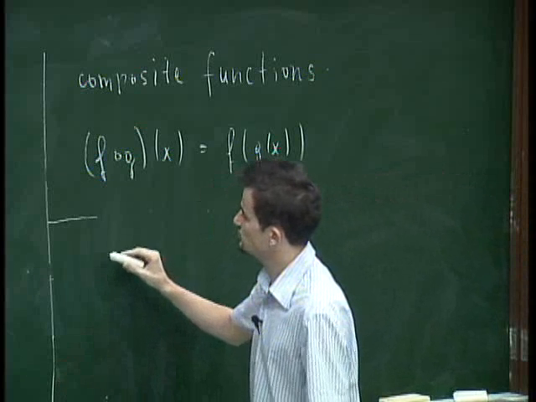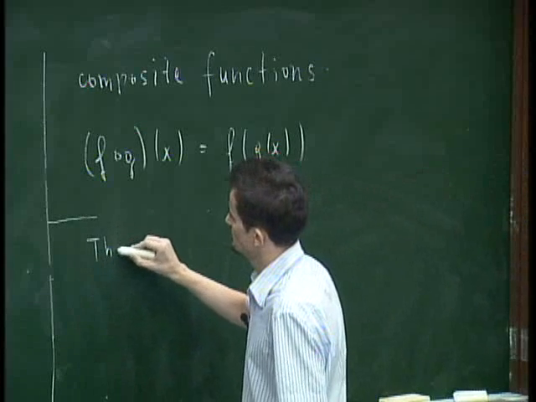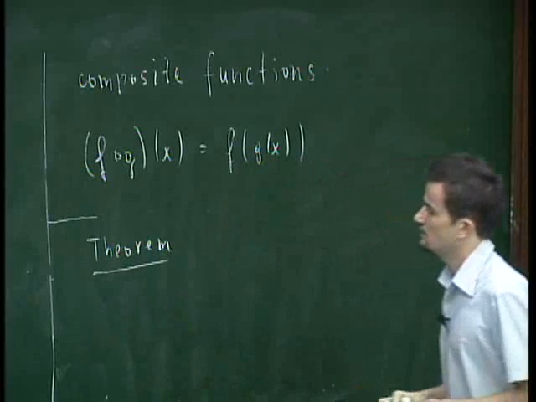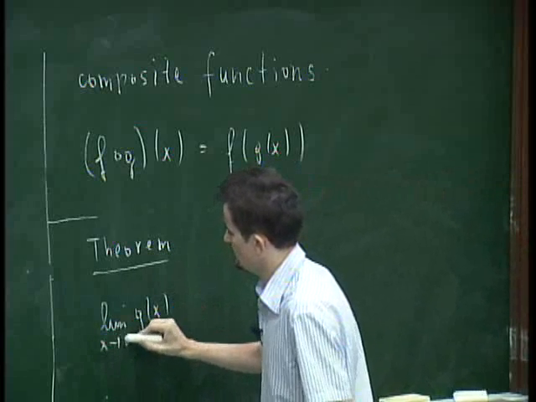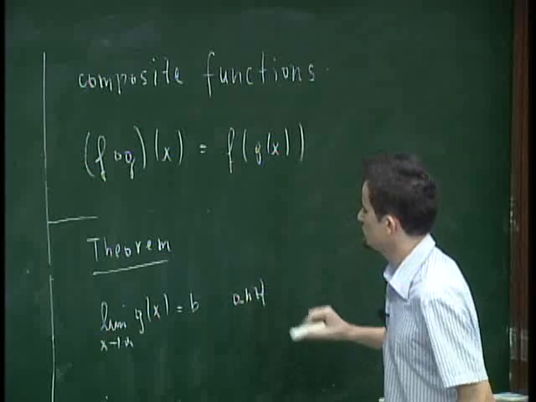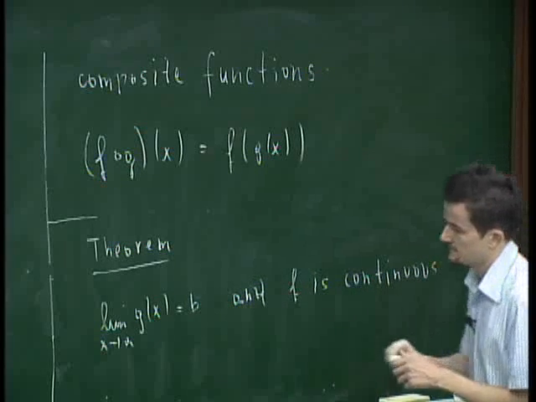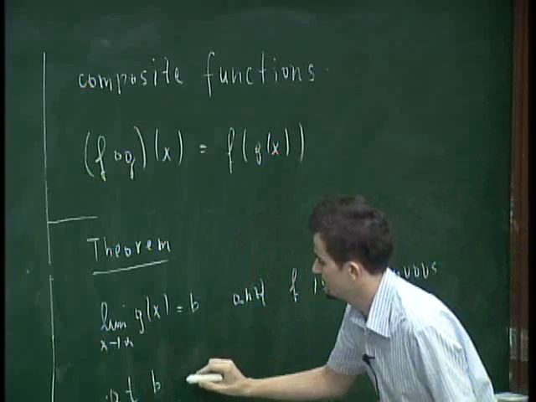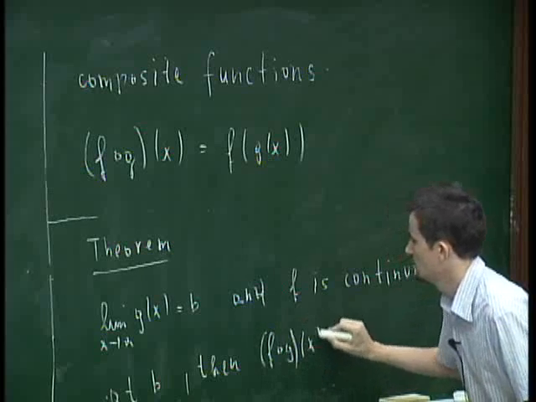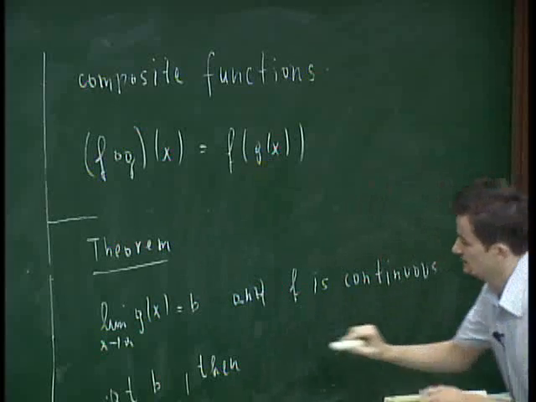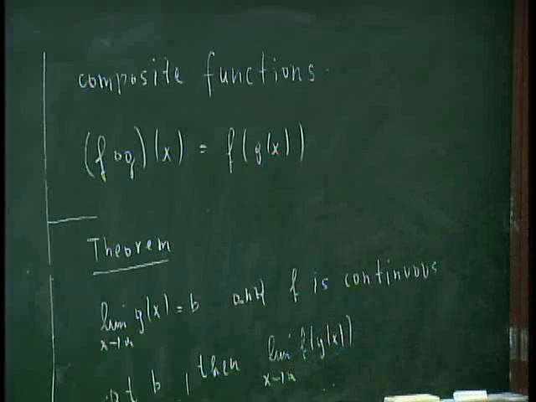Now, this in fact is true. So in our textbook, first the author proves a theorem which already points in this direction, namely: if the limit of g of x as x tends to a exists and is equal to b, and f is continuous at b, then the limit of f of g of x as x tends to a is equal to f of b.